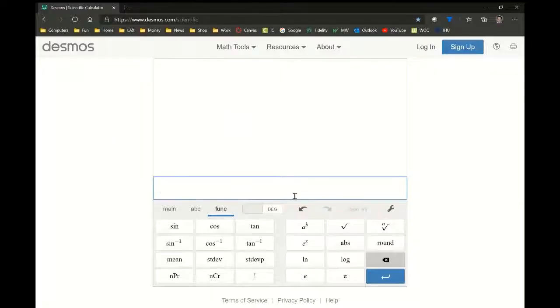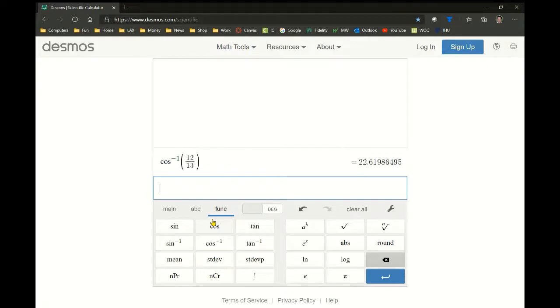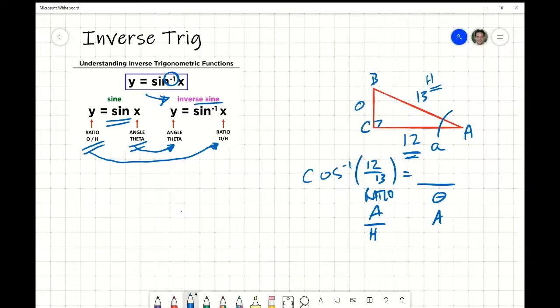Okay, so now that we have the calculator up here, let's do the inverse. Remember, you've got to go under function here. Let's find the inverse, and let's do 12 divided by 13, and boom, right there it is, 22.6 degrees. Okay, we're back over here on the whiteboard, and we know that angle A is 22.6 degrees.